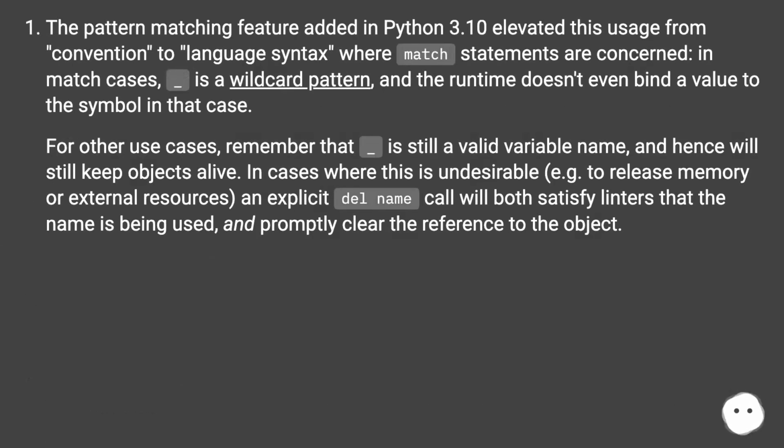The pattern matching feature added in Python 3.10 elevated this usage from convention to language syntax. Where match statements are concerned, in match cases, underscore is a wildcard pattern, and the runtime doesn't even bind a value to the symbol in that case.